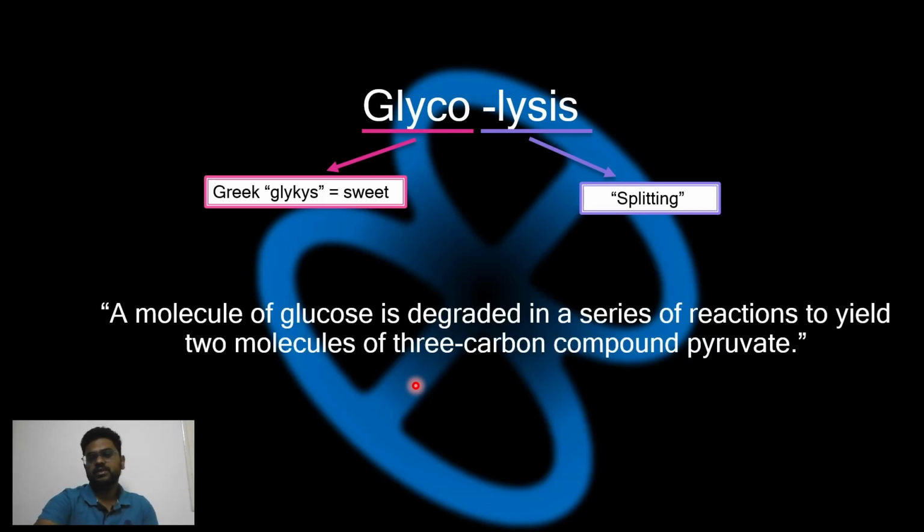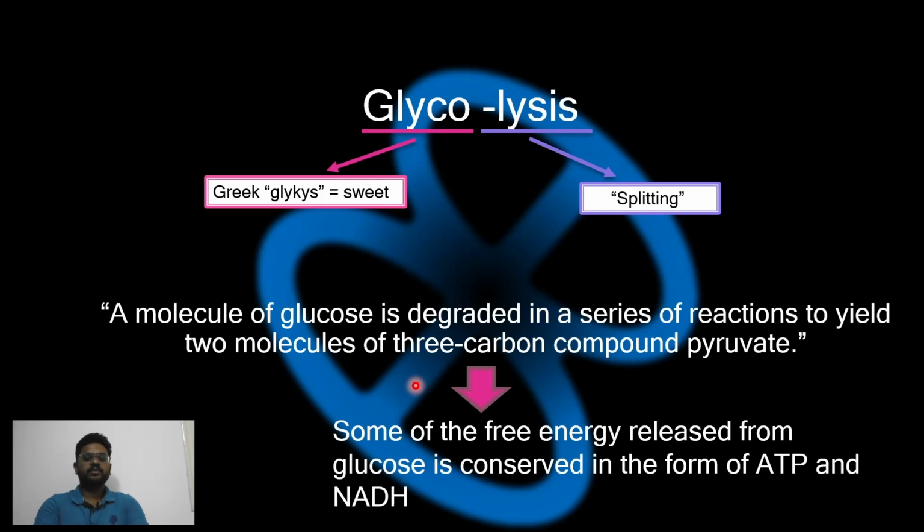So what do you mean by glycolysis? The definition can be given like this: a single molecule of glucose is degraded, or in other words oxidized, in a series of reactions to yield two molecules of the 3-carbon compound pyruvate, and along with that a few ATP molecules and a few NADH molecules are produced. That means it is not just production of the 3-carbon compound pyruvate, but the end products are also several ATPs and NADH. That is the major role of glycolysis.